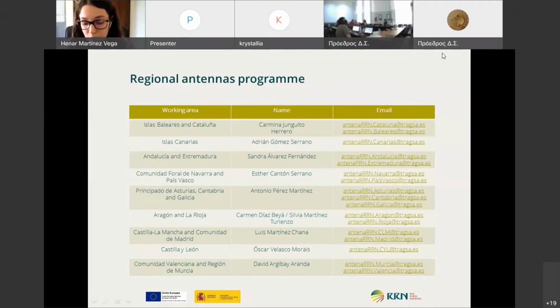Because it makes it easier to carry out regional activities. It's easier to gather the information about the specific rural needs, and it's easier to collect the best practices and projects in those areas. And these are the contacts of these people who are working in the regions, just in case someone is interested in contacting them for whatever they need.